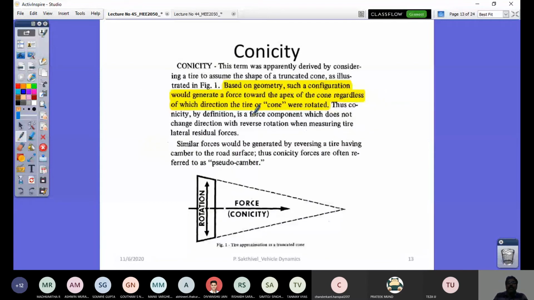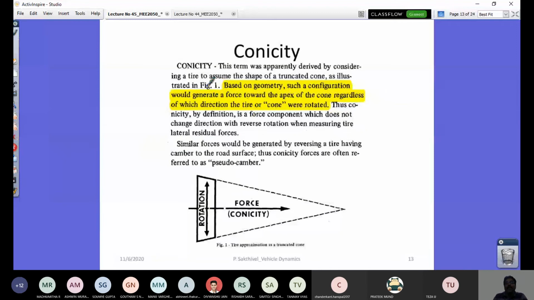The term conicity was apparently derived by considering the tire to assume the shape of a truncated cone. If you look at the truncated cone, it rotates either clockwise or counterclockwise when viewed from here, and it would generate a force towards the apex. It is something like the cambered tire: the camber angle is the angle of the wheel plane to the vertical XZ plane, and camber thrust is generated. So something similar happens here.